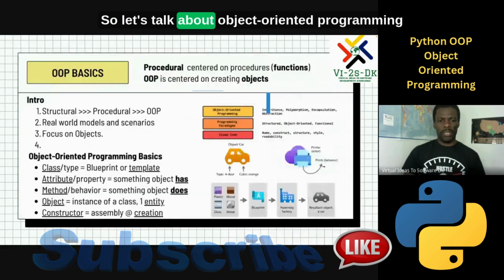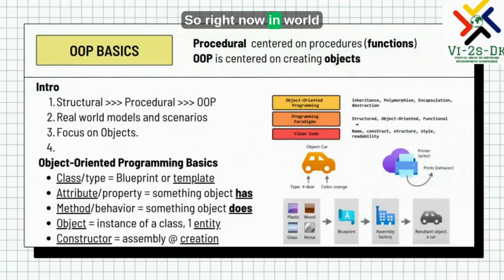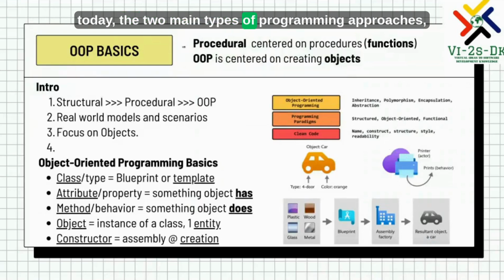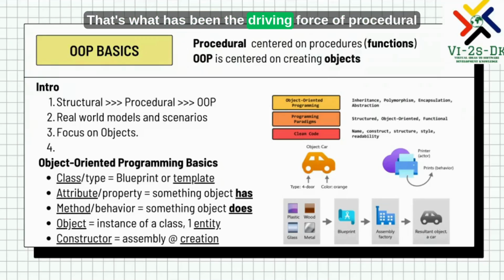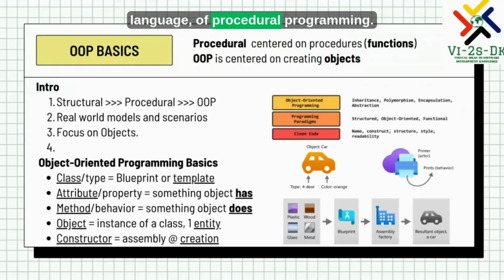So let's talk about object-oriented programming itself. Right now in the world today, there are two main types of programming approaches. The procedural type, which is centered on procedures, steps, which are more or less functions. You have a function that does something. So you get an input, it gives you an output. That's what has been the driving force of procedural programming.